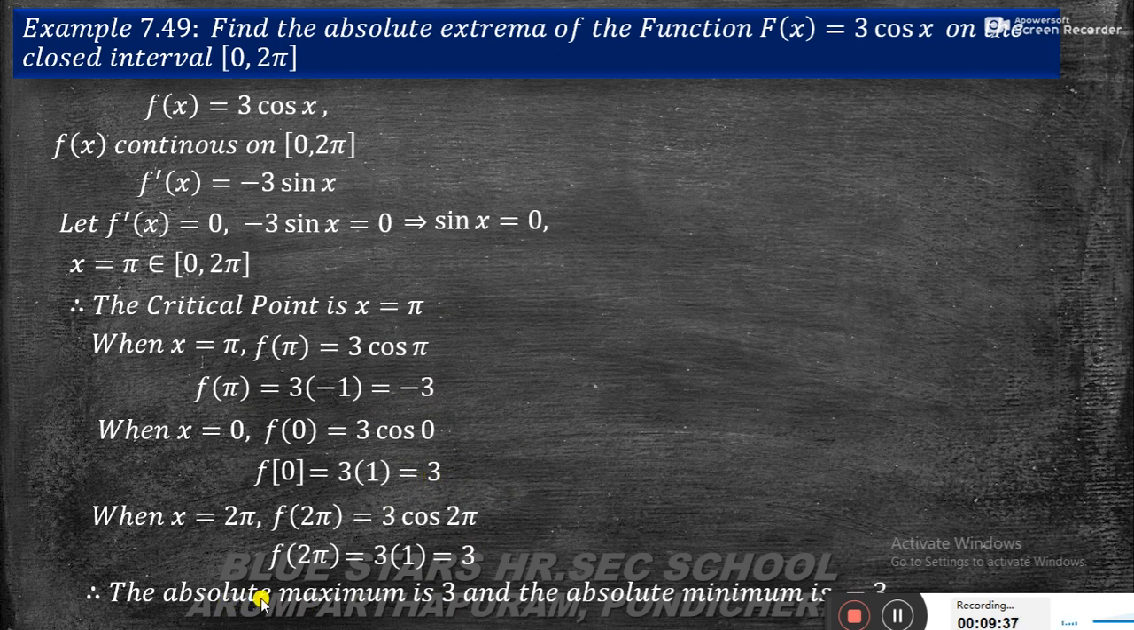So the absolute maximum is 3 and the lowest value is minus 3. So we write minus 3 is the absolute minimum. Absolute minimum is minus 3. So we complete the question, that means the question asks to find absolute extrema. Absolute extrema means we find out the absolute maximum and absolute minimum. So we find the answer: absolute maximum is 3 and absolute minimum is minus 3.